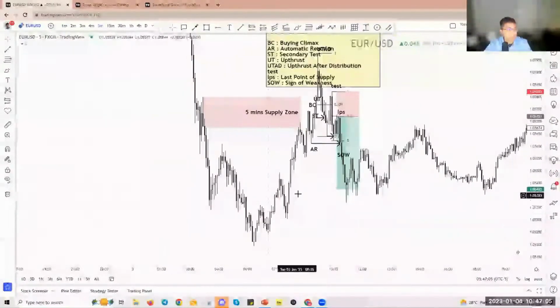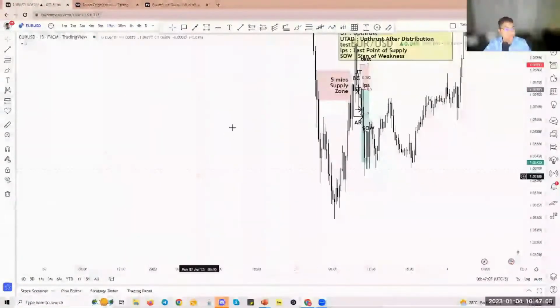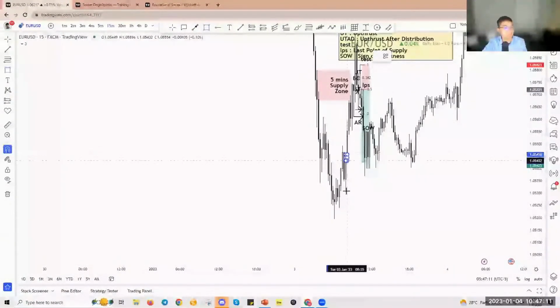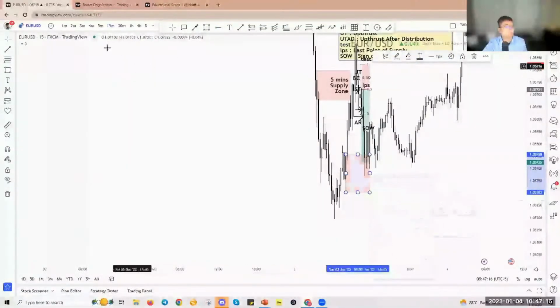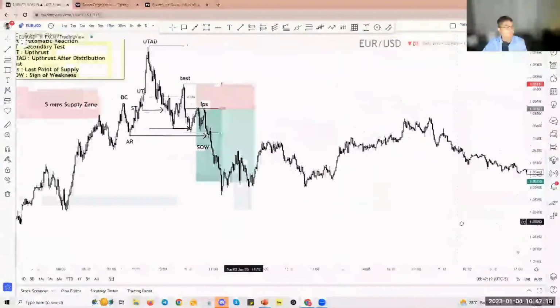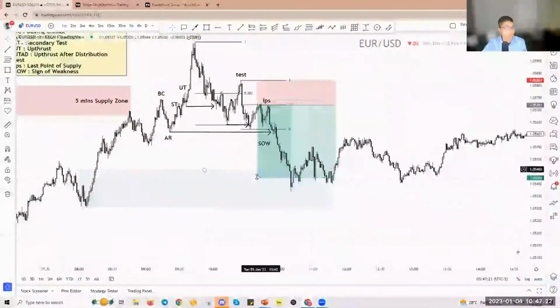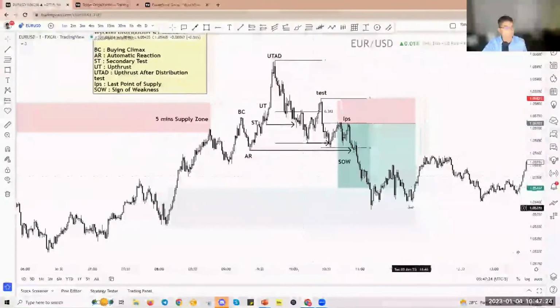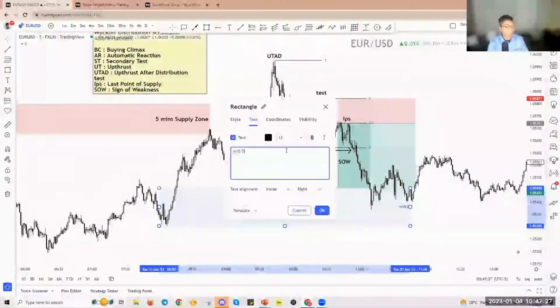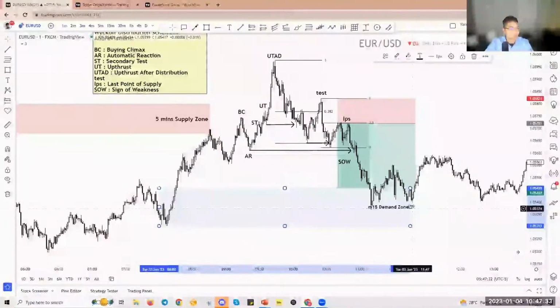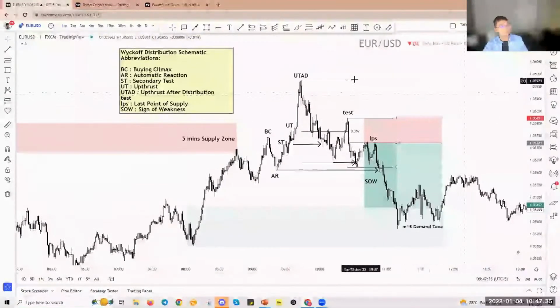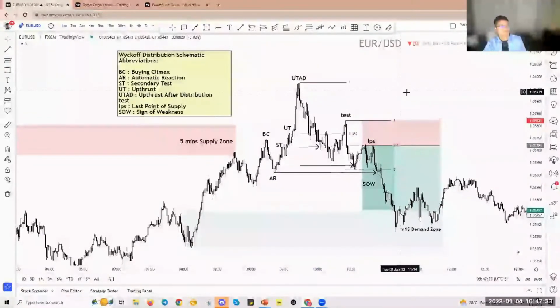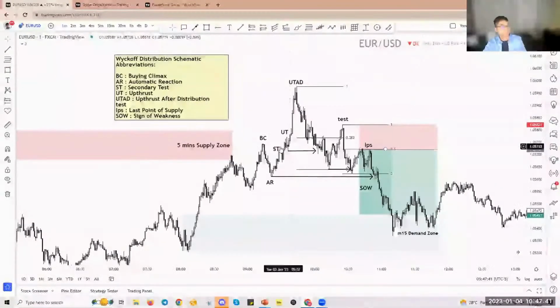We can aim for the next demand area, so a larger, maybe a 15 minutes demand area right here. M15 demand zone. Take a look at where price hits before it bounces up. So this is the M15 demand zone. All right, so I'll just screenshot this and send it to the chat. At least 38.2%. So ST, SOW, everything is out there.